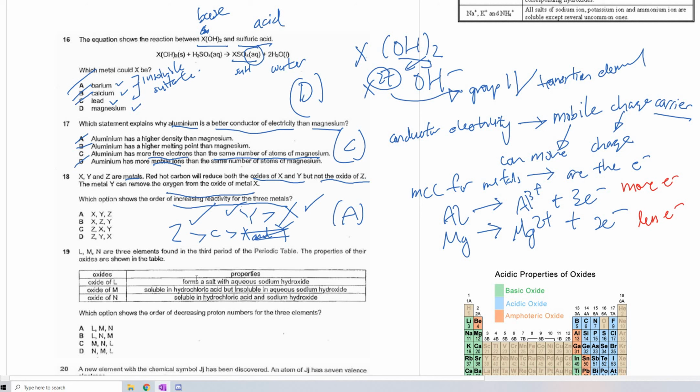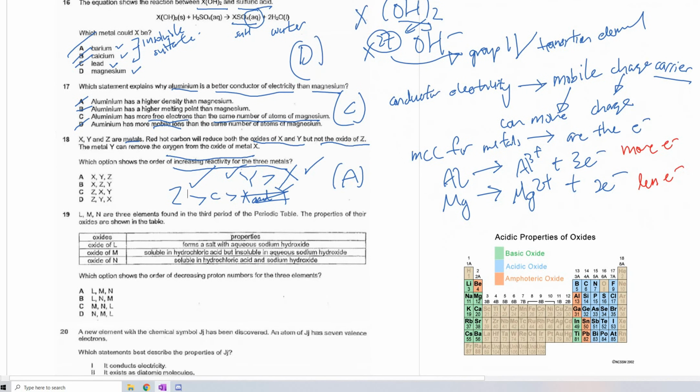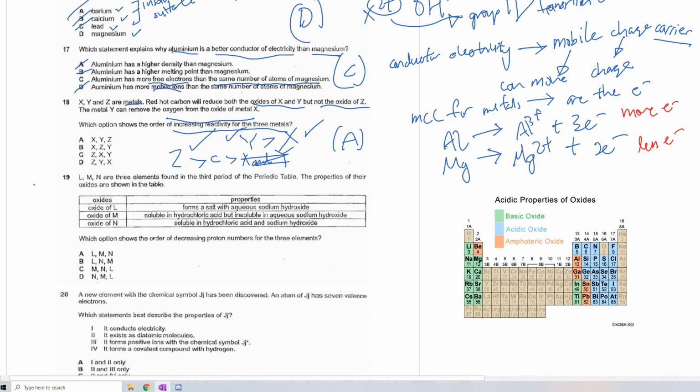Okay, let us move on to question 19. L, M, and N are three elements found in the third period of the periodic table. The properties of their oxides are shown. Oxide of L forms a salt with aqueous sodium hydroxide. So it can react with a base. That means it must be an acidic oxide.